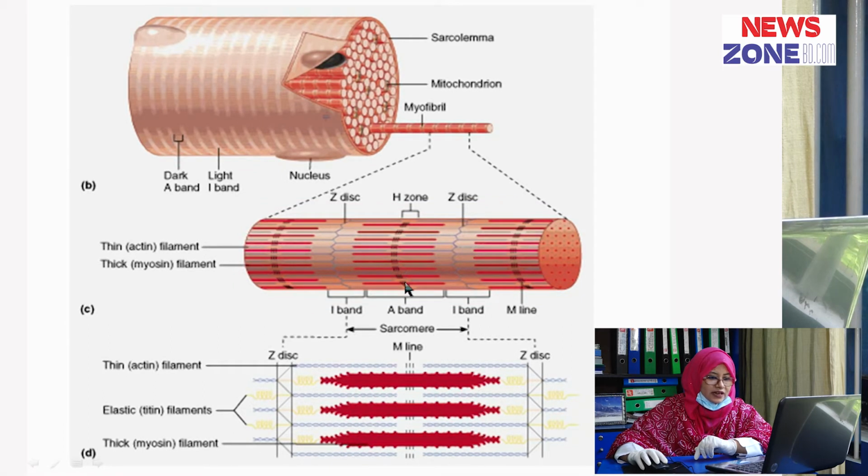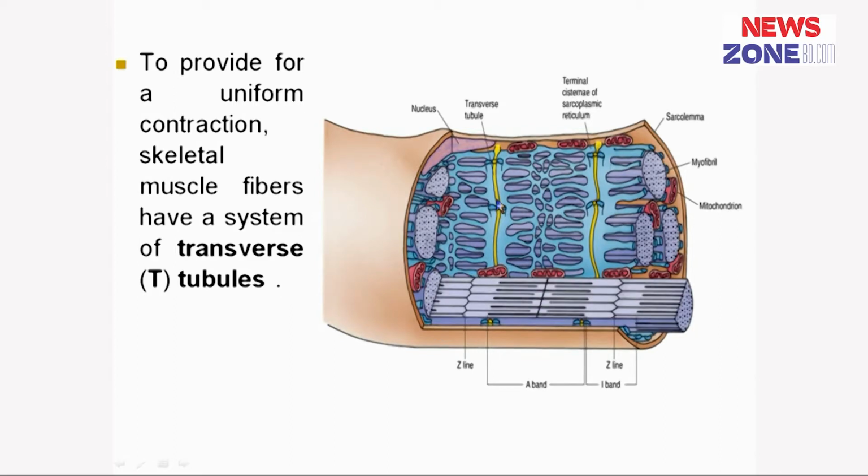These are thick filaments and these are thin filaments, and this is the Z disc. The area between two successive Z discs is known as the sarcomere, which is the contractile unit of skeletal muscle. To provide for a uniform contraction, skeletal muscle fibers have a system of transverse tubules or T-tubules.